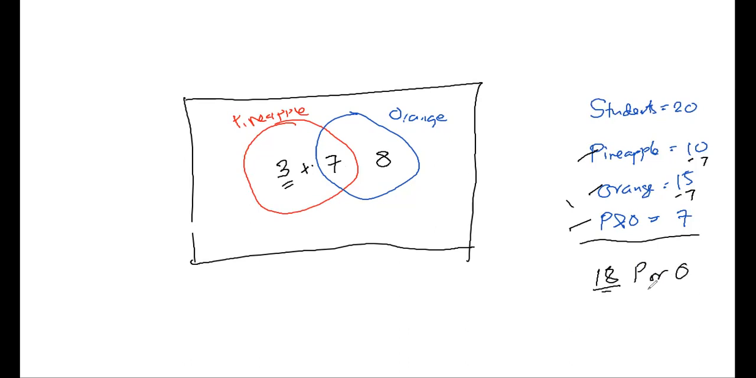Now, if you say or, that is a union. So you add all the numbers. Remember, there are 20 students. So that's 20 minus 18. There are 2 students who do not like pineapple or orange. Now, this time, you do activity number 3, constructing Venn diagrams.